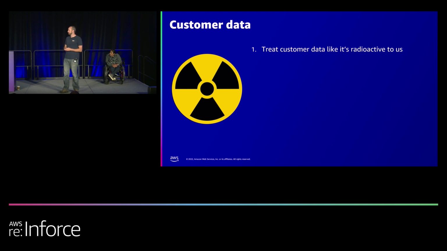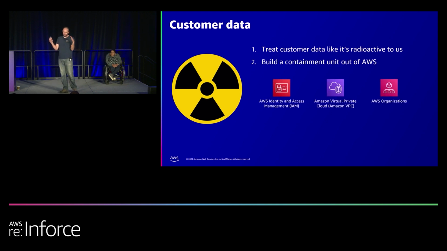So what do we do about it? Well, we build a containment unit out of AWS. We use identity and access management. We use virtual private cloud and AWS Organizations to create a containment unit for the critical data to ensure that it can't get out, that there's no cracks, there's no misconfigurations that could lead to problems. Because what we're trying to do is ensure that exposure is not even theoretically possible. Even if someone acted maliciously or did something unintentionally, they're not going to be accidentally exposed to customer information.